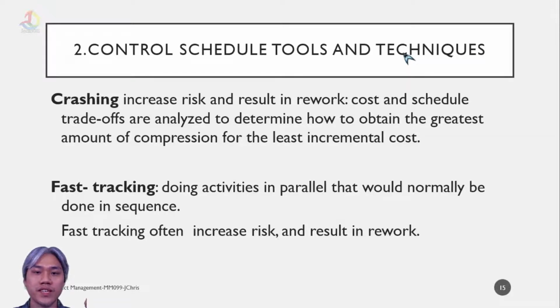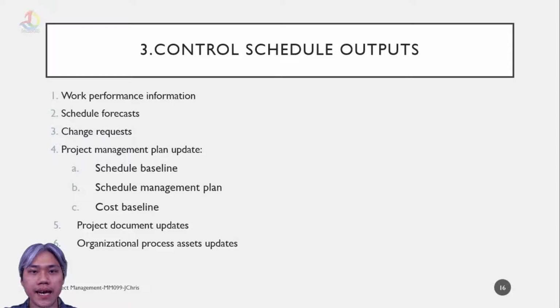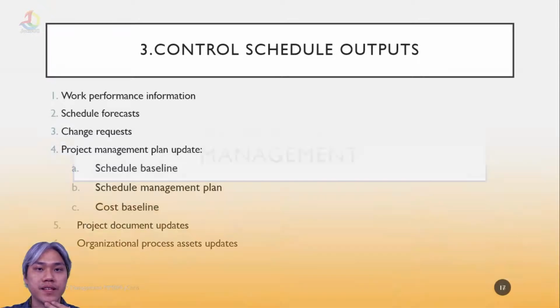Fast tracking is doing activities in parallel that would normally be done in sequence. So if normally after A comes B, then C, now A and B can be done in parallel. Fast tracking often increases risk and results in rework. The outputs are work performance information, schedule forecasts, change requests, and project management plan updates, which consist of the schedule baseline, schedule management plan, and cost baseline, and then project document updates and organizational process assets updates.